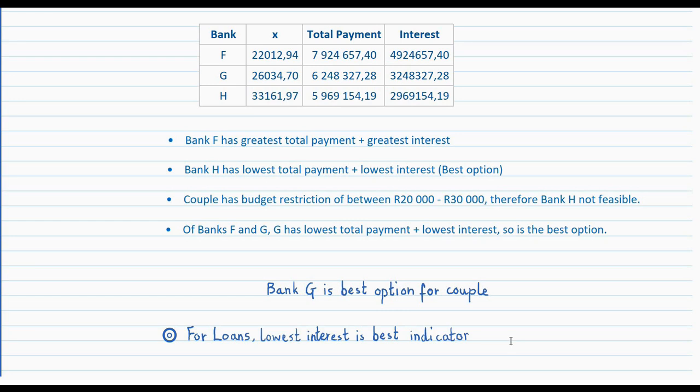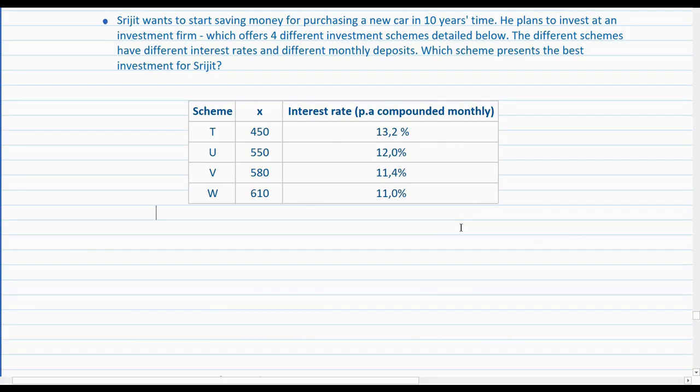Now for the final example under finance, let's go back to looking at investments and future values. Srijit wants to start saving money to purchase a new car in 10 years' time. He plans to invest some money at an investment firm which offers 4 different investment schemes as its options. The different schemes all have different interest rates and different monthly deposits. Which scheme represents the best investment for Srijit?